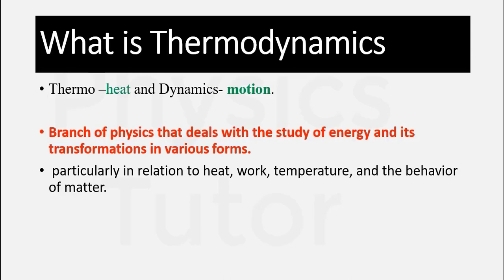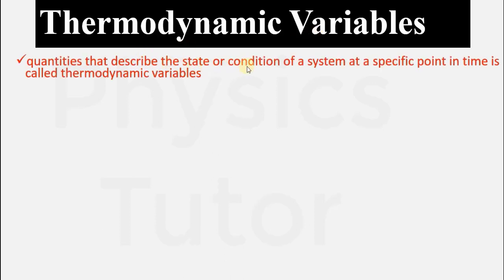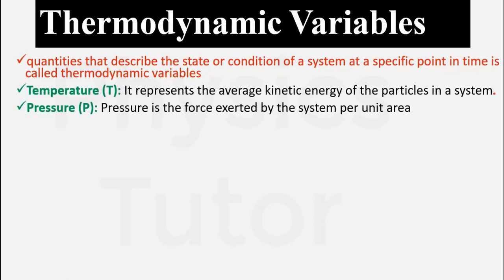Before studying thermodynamics, we should know about the variables of thermodynamics. So what are the variables of thermodynamics? As we see, thermodynamics means motion of heat. And what is a variable? Variables are the quantities that describe the state or condition of a system at a specific point in time, called thermodynamic variables.